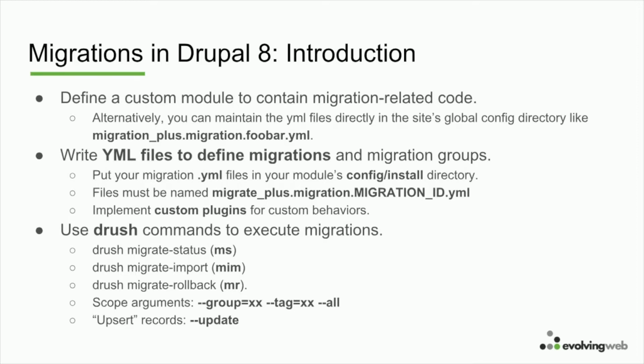So there's an alternate method of doing this. There are people who don't like to create modules for this, and they make the migration YAML files directly in the folder they are using for config sync. So for example, if your config directory is at sites/default/config, then you create the YAML files directly in there instead of having a custom module, and then you do drush cim, config import, and the migration gets added to the Drupal config system.